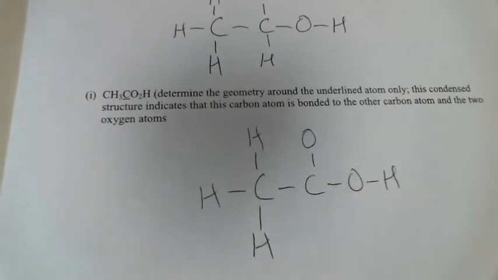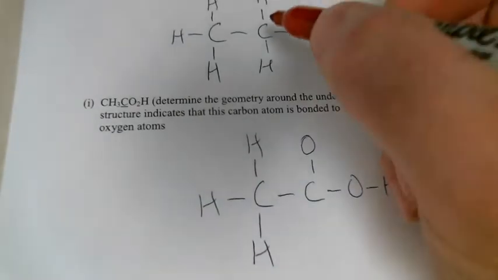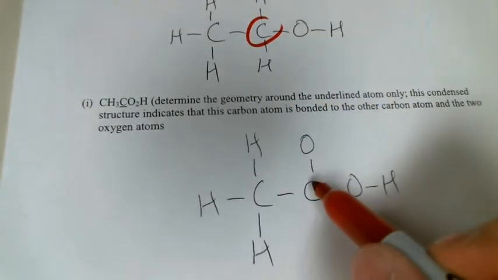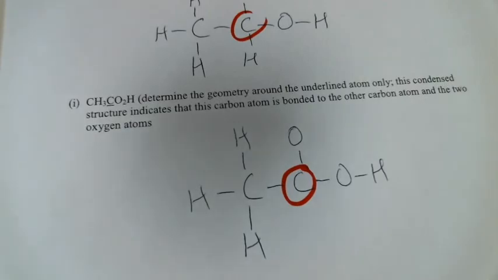Okay, so this is vinegar, acetic acid. And so you can fill out the rest of the Lewis structure from that. And then you're just determining again, on these, just the ones that they're indicating. So that carbon and that carbon, what the geometry is for it.